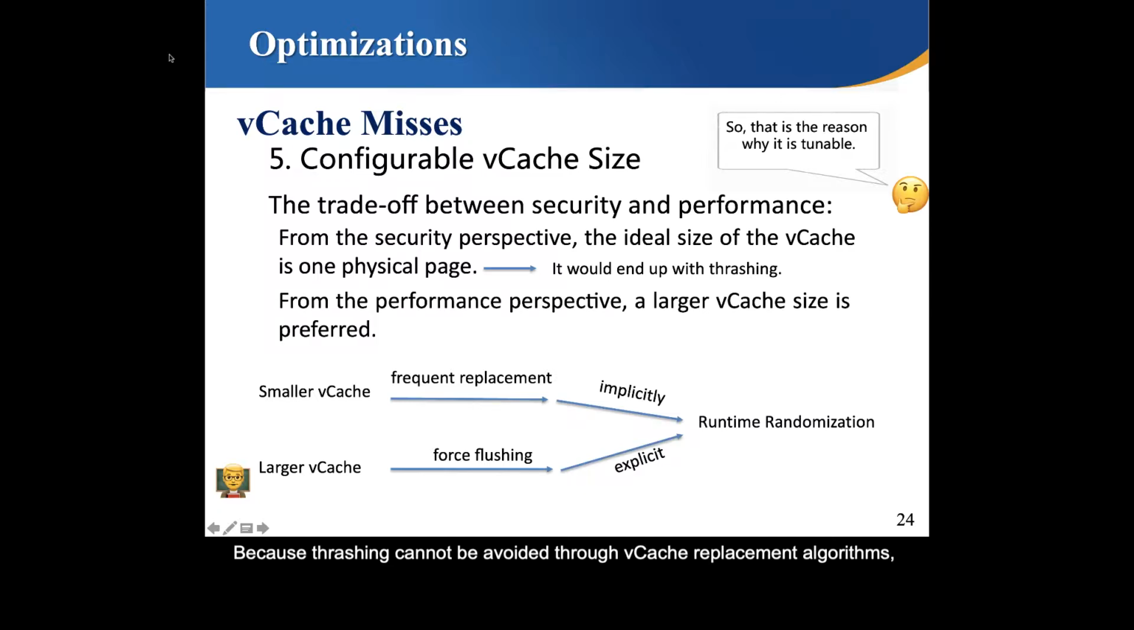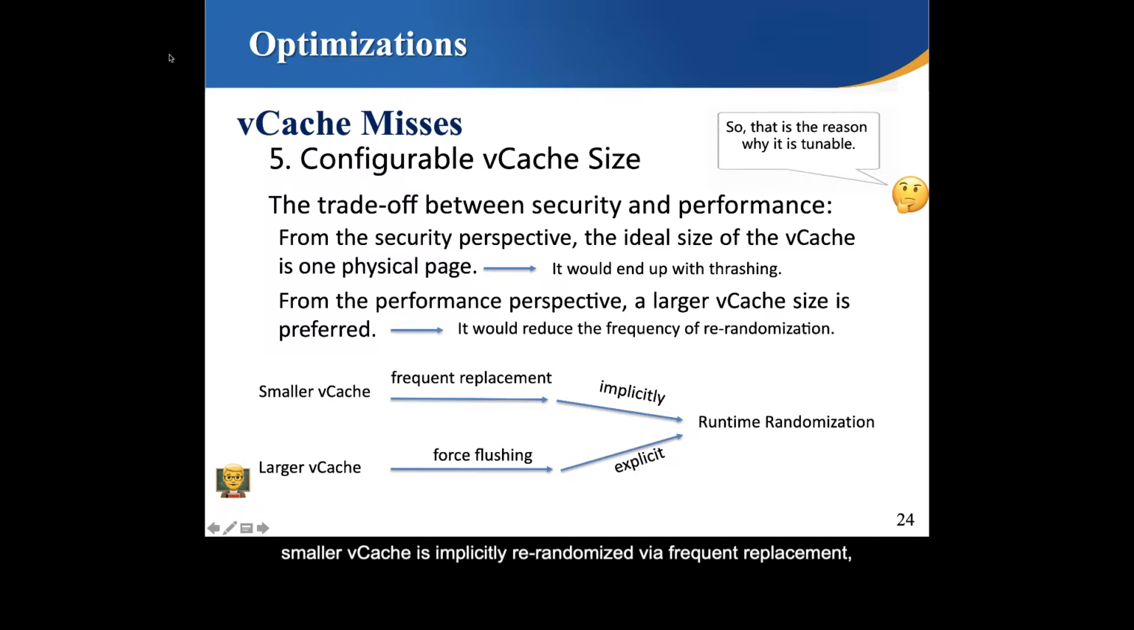Because thrashing cannot be avoided through the vcache replacement algorithm, from the performance perspective, a large vcache size is preferred. While a smaller vcache is implicitly re-randomized via frequent replacement, a large vcache requires explicit re-randomization by force flushing.